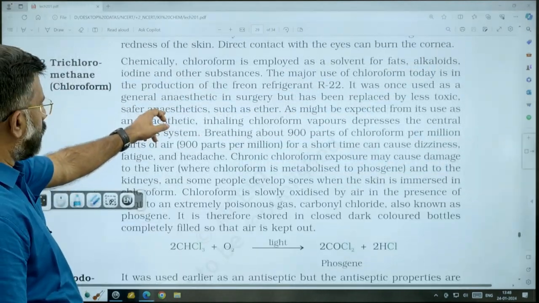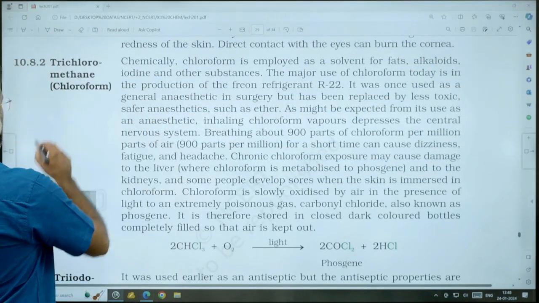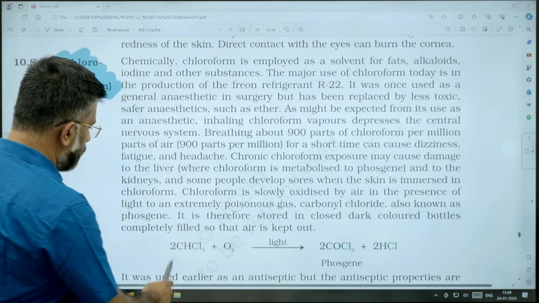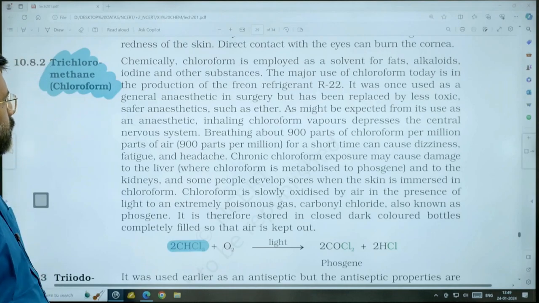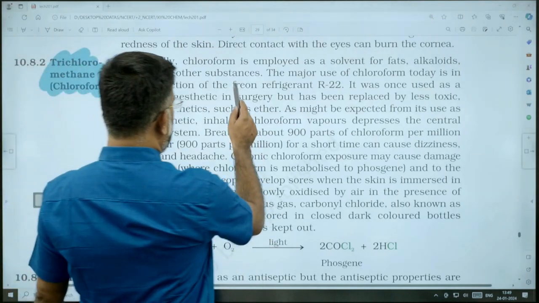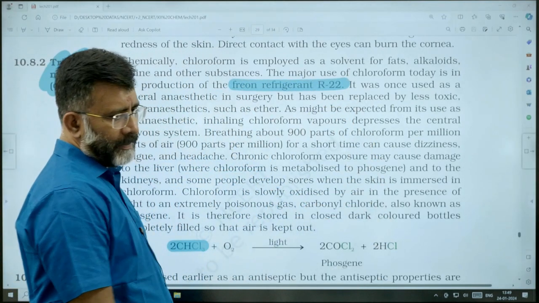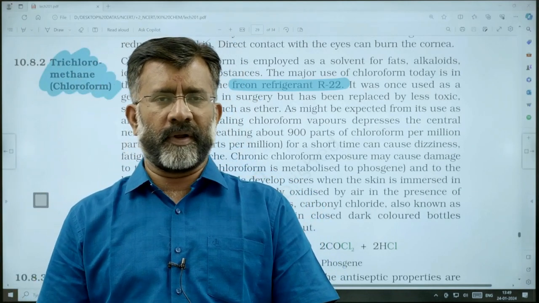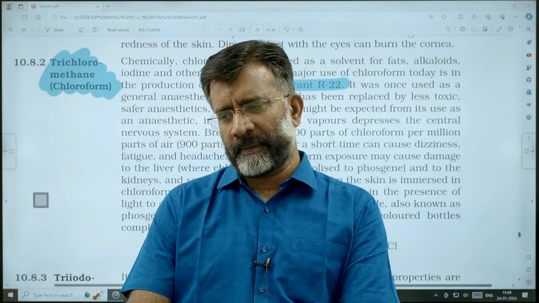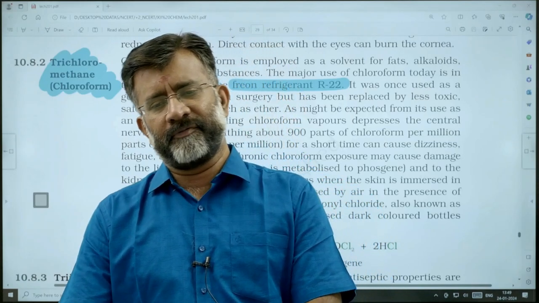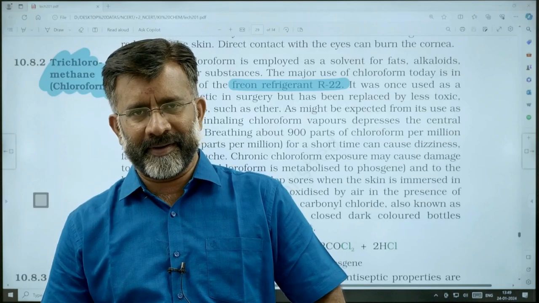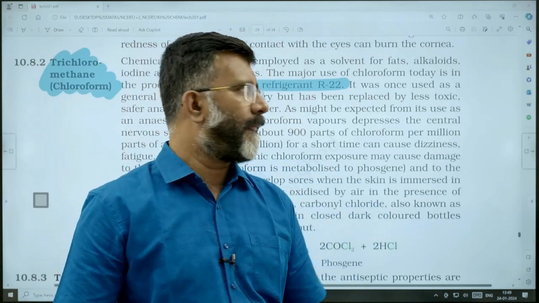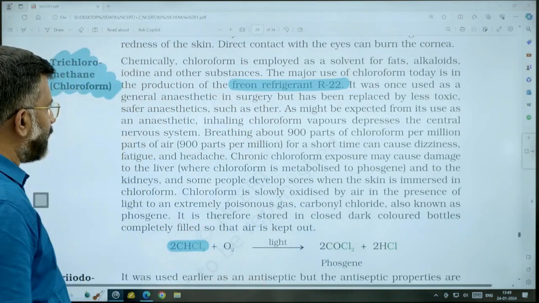While trichloromethane, chloroform, a very popular compound, CHCl3, is used for the production of freon refrigerant. A talk may be about refrigerant codes. See the code given, R22. You may practice finding the formula of refrigerant codes given. You must try to practice finding the formula.